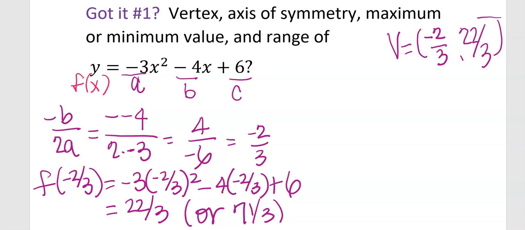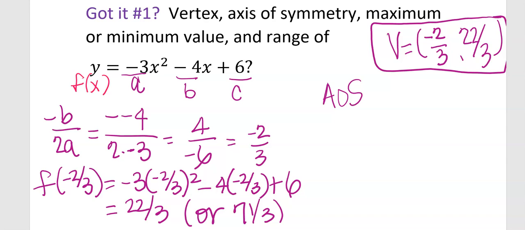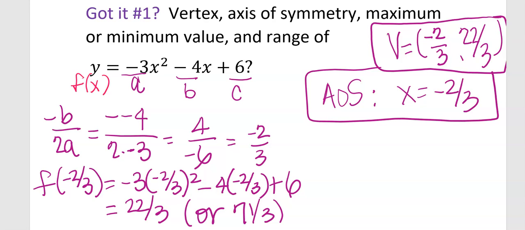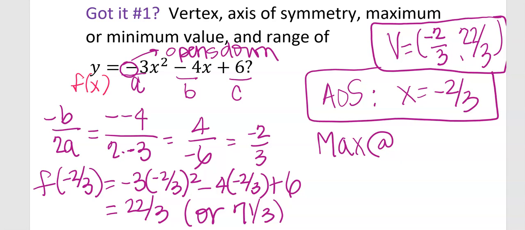So there's the vertex. What's my axis of symmetry again? X equals, I shouldn't put equals there, -2/3. Then we need maximum or minimum. So what does this negative mean again? Opens down. Yep. So if it opens down, that vertex is the highest point. So it would be a maximum at what? 22/3, and you can do 7 1/3 there if you want.